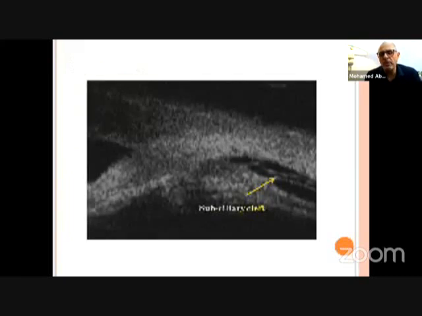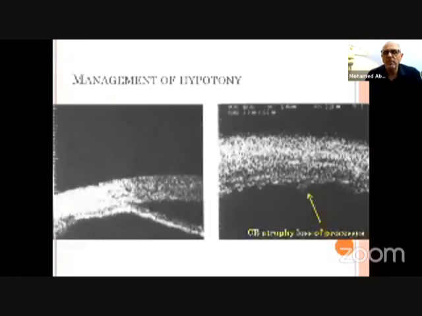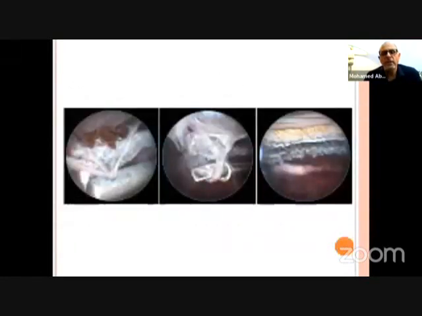Here is a subciliary cleft, iris atrophy with loss of the normal appearance of the processes. And here is a photograph, I got that from the net, with membranes over the ciliary body.